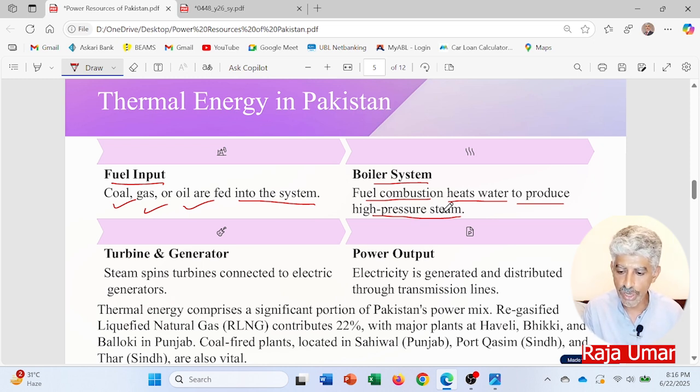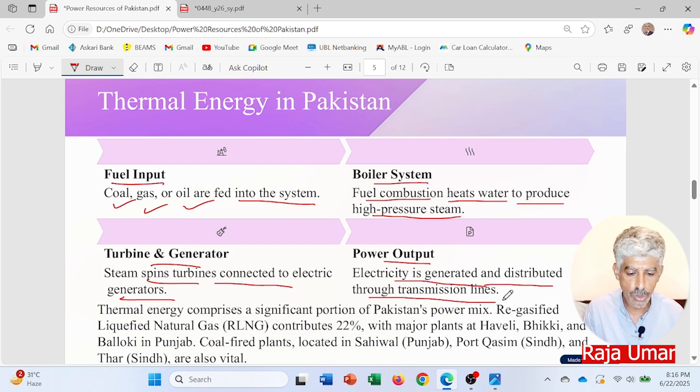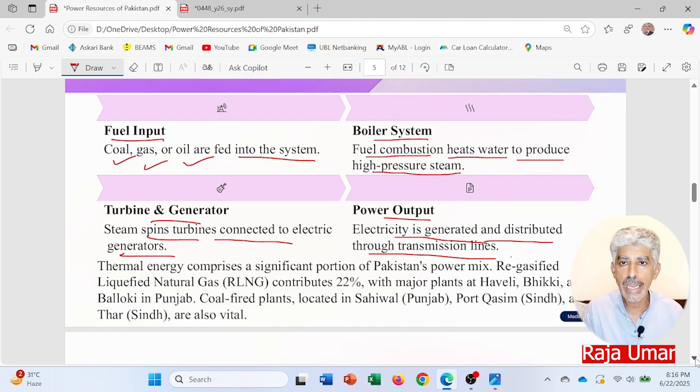So, turbines and generators: steam spins turbines connected to the electric generators. Power output: electricity is generated and distributed through the transmission lines. So the process is the same for the rest. The difference is that in one method the water is used directly to rotate those turbines, and in the other method the water is first heated up, converted into steam, and that steam rotates those turbines. Thermal energy comprises a significant portion of Pakistan's power mix.